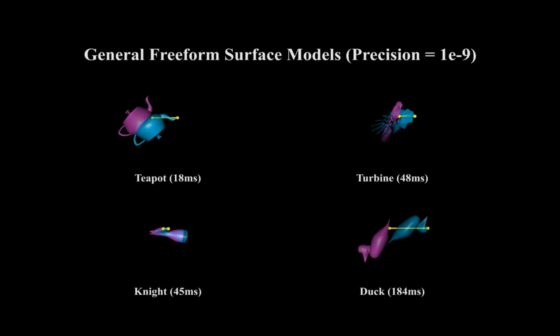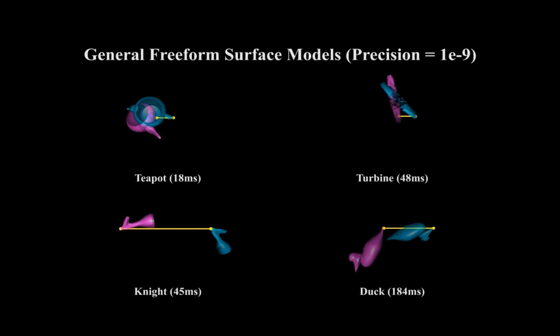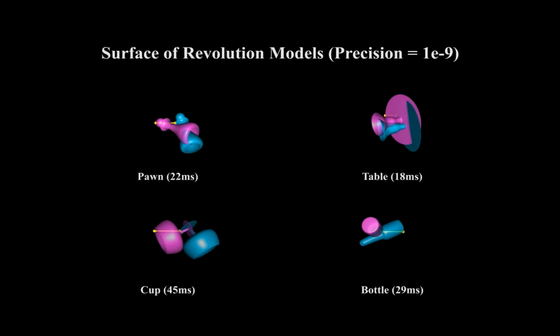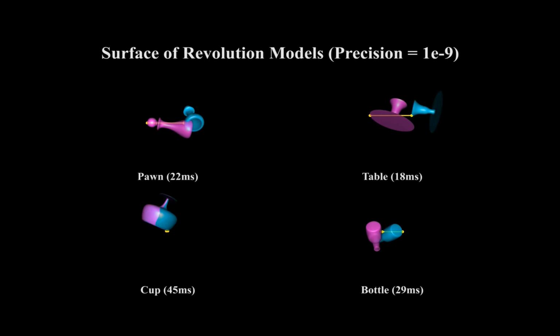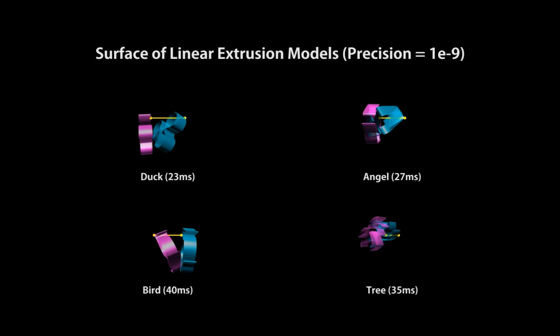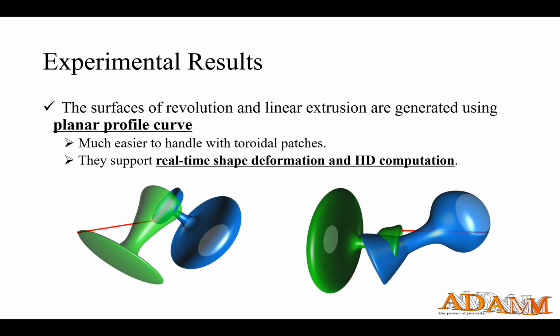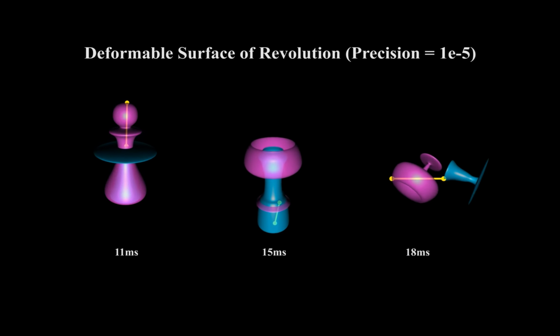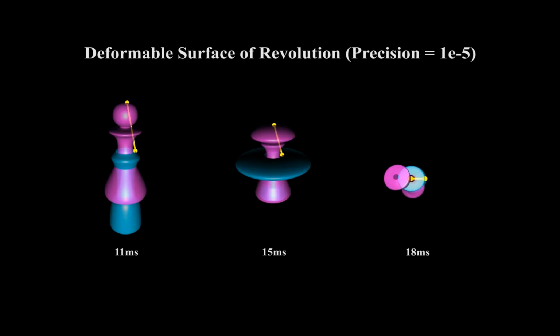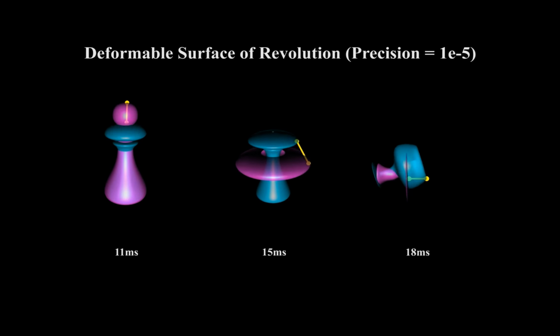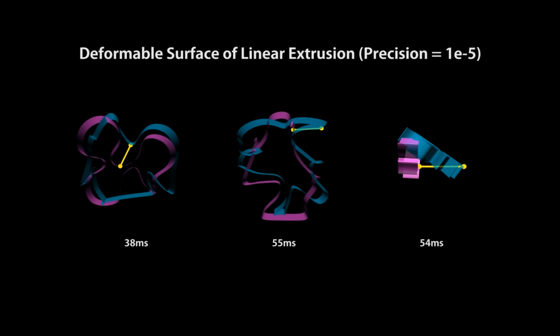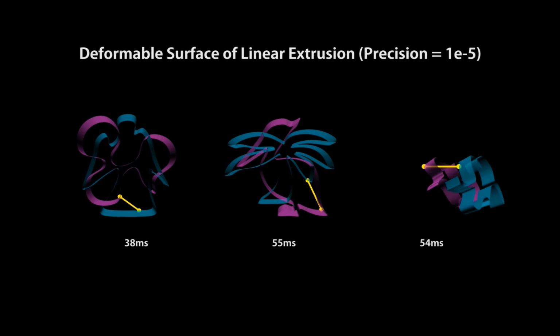In this video, we compute the HD between identical models in different configurations. You can see that our algorithm runs very fast. In the case of surface of revolution and linear extrusion, we can perform real-time deformation and HD computation. This video shows the HD computation between deforming surfaces. You can see that our algorithm computes HD in real time for the deforming surfaces.